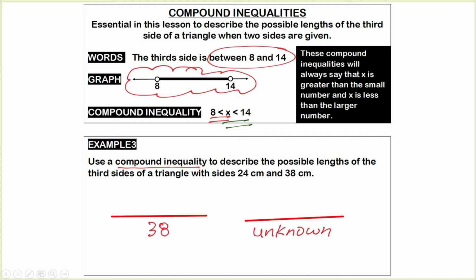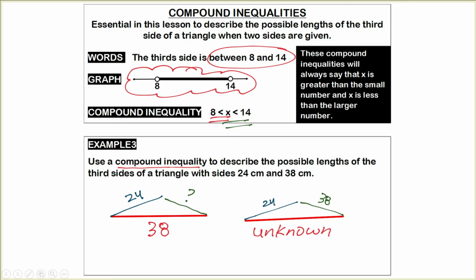Okay, so if our longest side is 38, we're going to have one side that's 24, and we're going to have one side that's unknown. And what we're looking for is that unknown side. If the unknown side is the longest side, then we're going to have one side that's 24, and we're going to have one side that's 38. All right, so the scenario on the left, 24 plus that unknown side needs to be greater than 38.